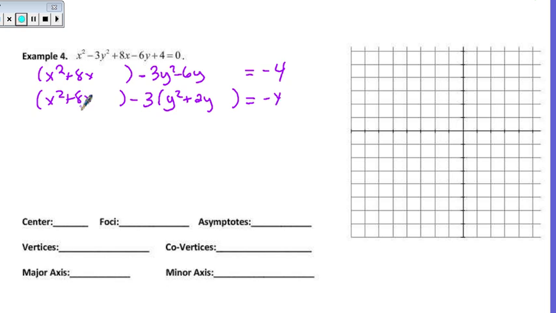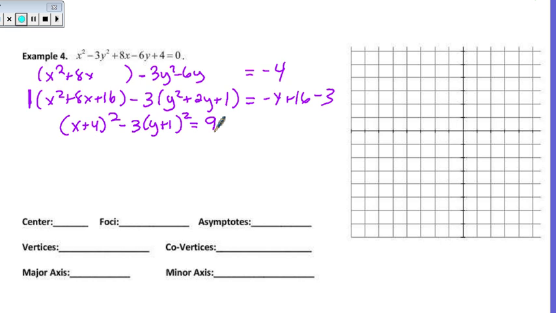So half of 8 is 4, 4 squared is 16. If I add 16 to the left, since there's just a 1 out here, I'm going to add 16 to the right. Half of 2 is 1, 1 squared is 1. But I'm not just adding 1, it's 1 times this negative 3 up here, don't forget the negative, and that would be minus 3. Factoring both, we wind up with x plus 4 squared minus 3 times y plus 1 squared, and that's going to equal 9.